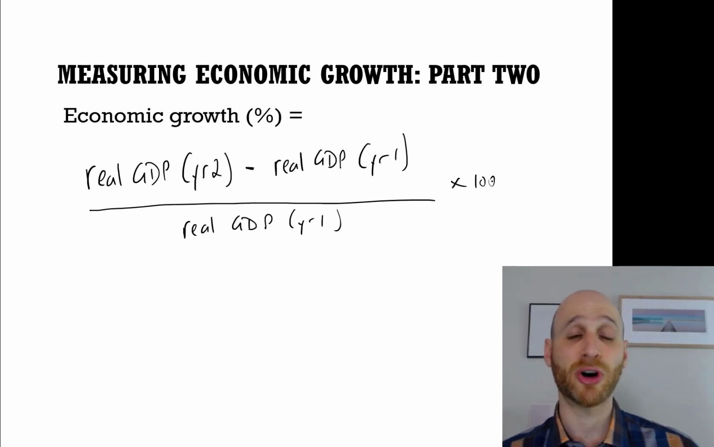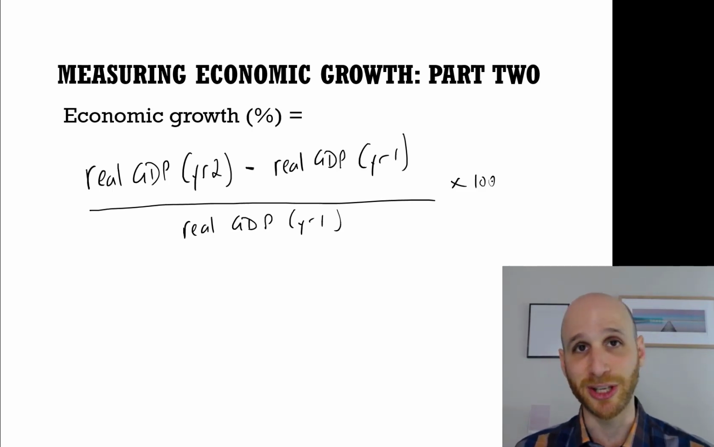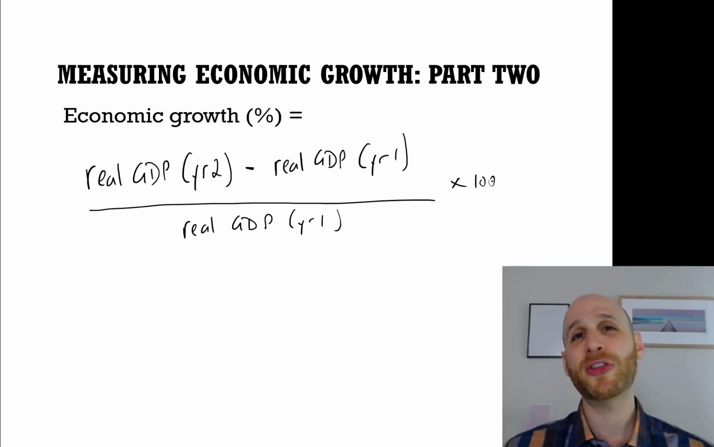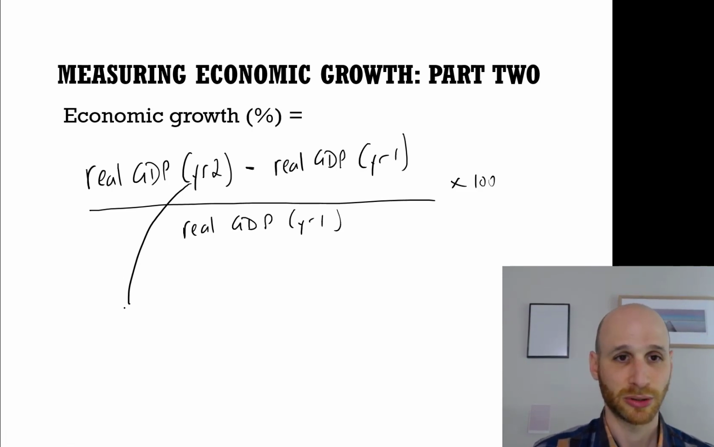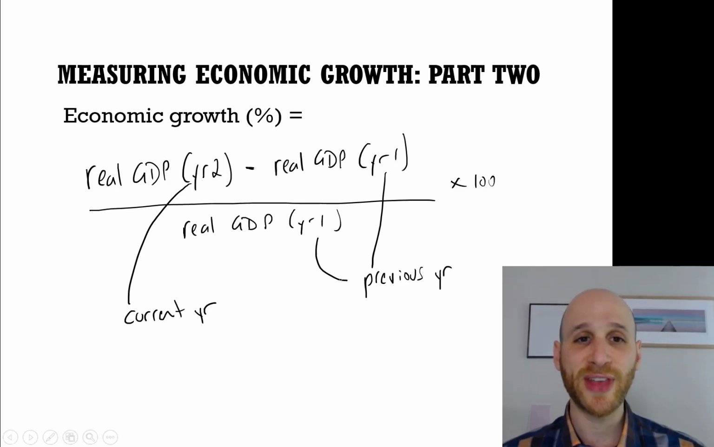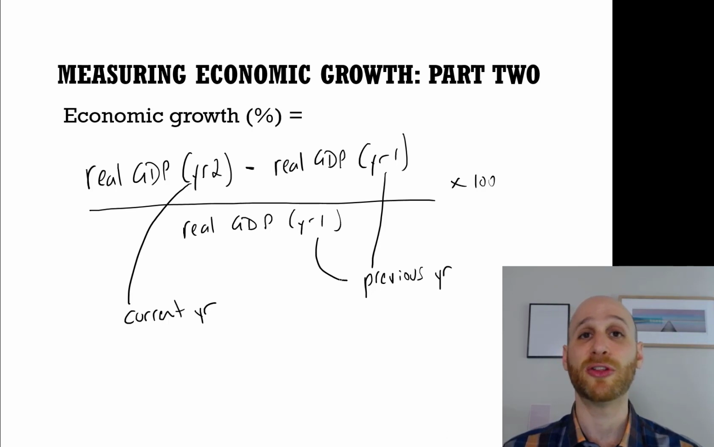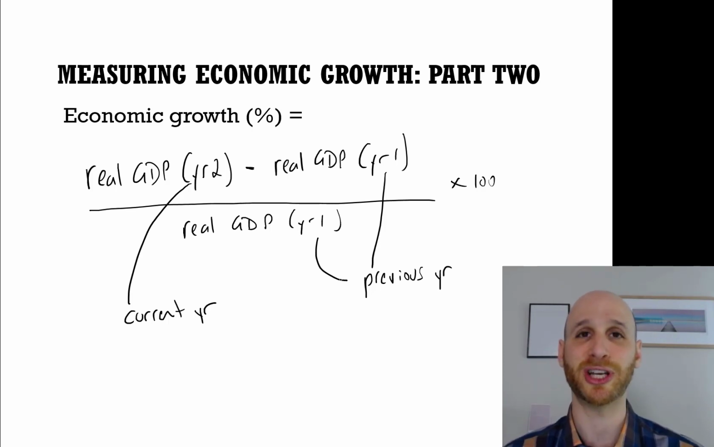So what we've got is real GDP in year 2 minus real GDP the year before that, over real GDP in that same year before that, times 100. There's a way we can simplify this further. So we can say that year 2 is the current year and year 1 is the previous year. So we're able to compare economic growth between years using this formula. But the key is we have to have real GDP.